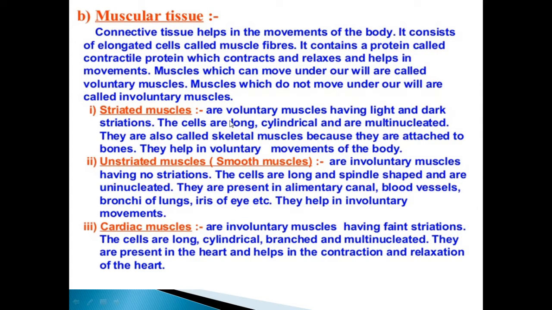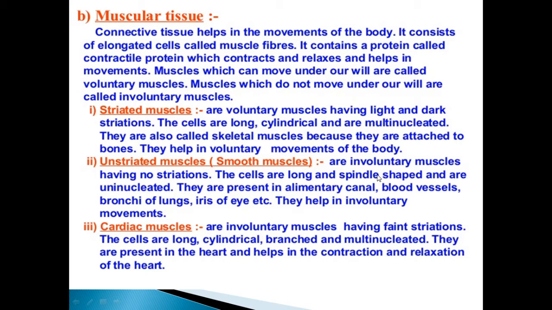Striated muscles are voluntary muscles having light and dark striations. The cells are long, cylindrical and multinucleated. They are also called skeletal muscles because they are attached to the bones. They help in voluntary movements of the body, for example, walking, running, etc.